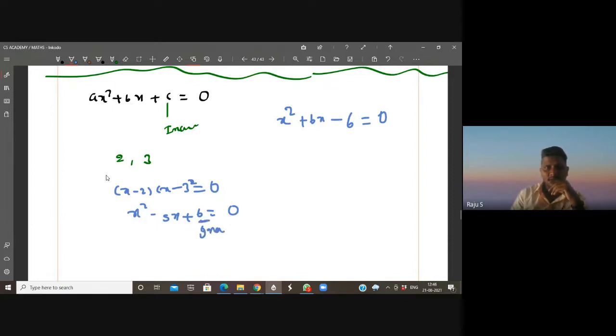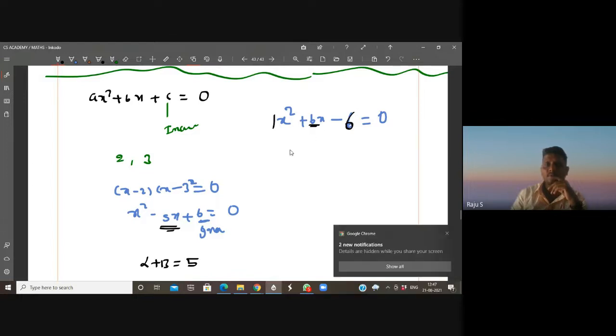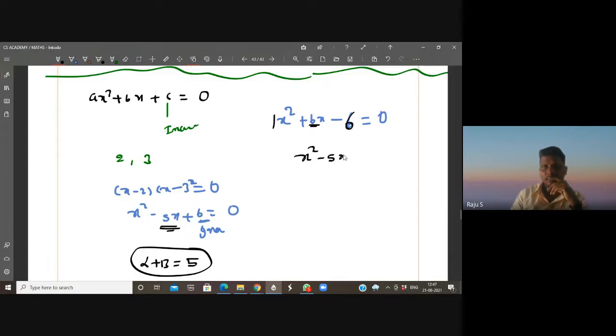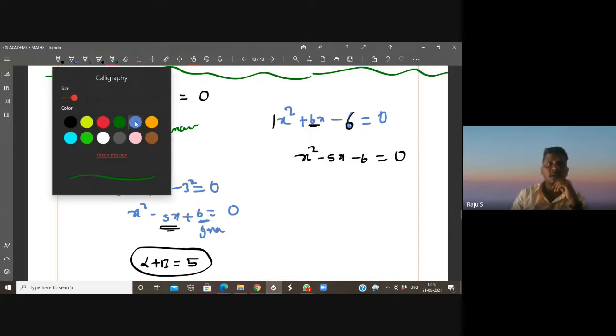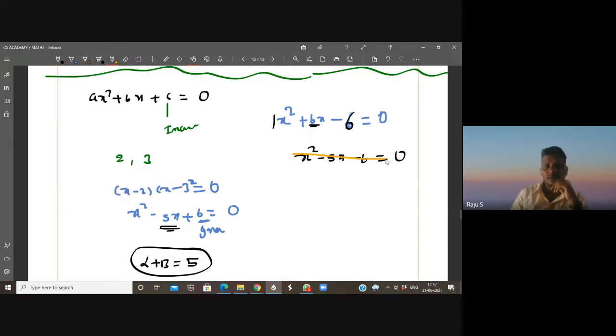The first student got the roots 2 comma 3, but the constant was incorrect. This one is right. So what is alpha plus beta here? Minus b by a, that is 5. The x square coefficient is 1, the constant is minus 6, and the b value we got here is 5. So x square minus 5x minus 6 is equal to 0. This is the correct, required quadratic equation.